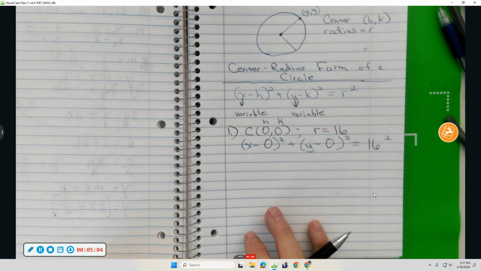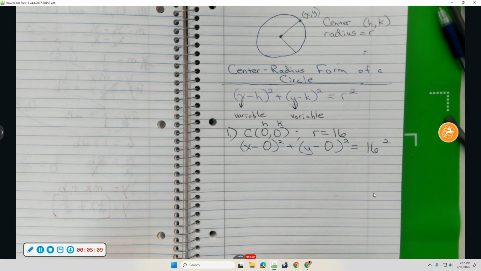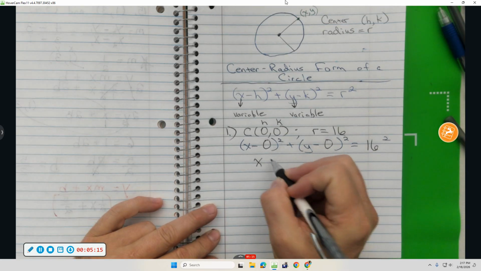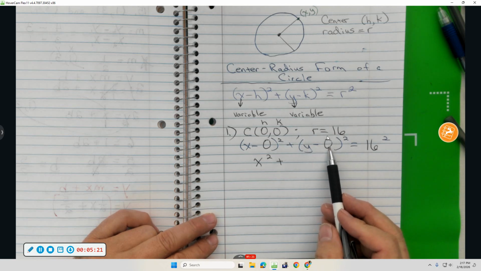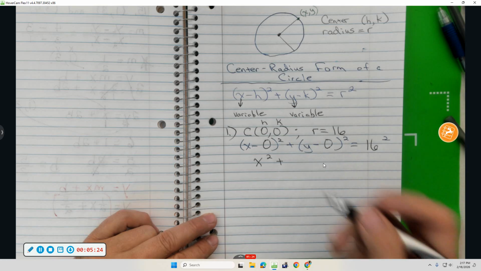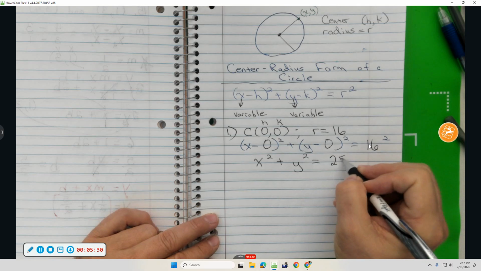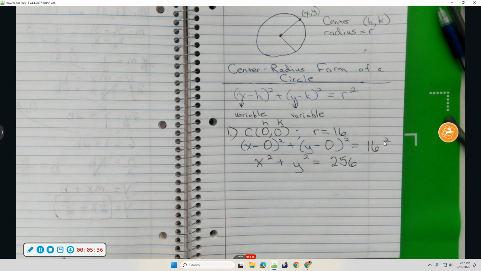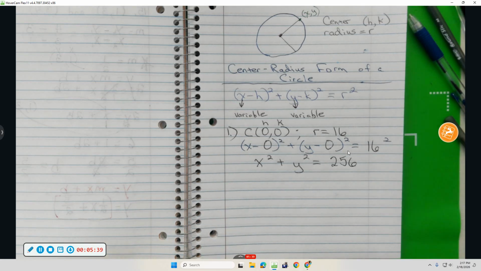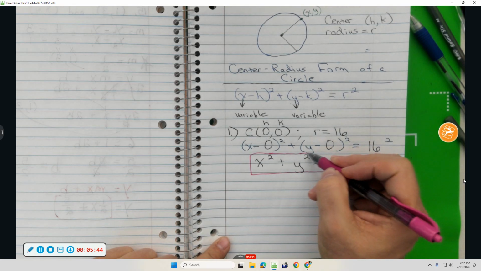Now, in most cases, you can't really do much to simplify, or you don't want to do much to simplify center radius form, but here, x minus 0, we know that that's the same thing as just x. So we have x squared plus y minus 0. We know that's the same thing as y squared. And 16 times 16 is 256. You're squaring, not taking the square root. When I saw that 16 for a moment, I had a desire to take the square root. Put a 4 there. No. Here's my center radius form.